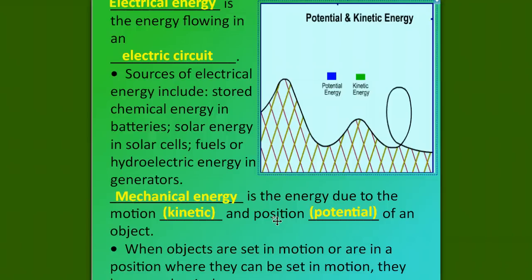So kinetic energy is energy of motion. Potential energy is when you freeze. You have the opportunity to move, but you're choosing not to. All right, please have a seat.